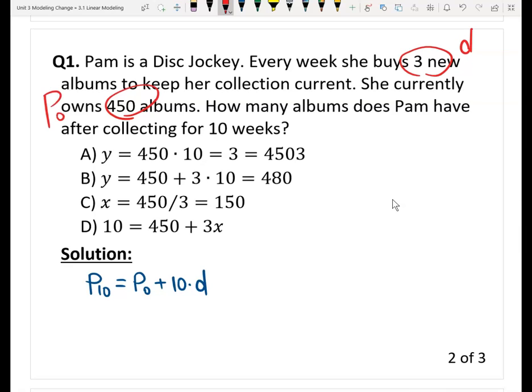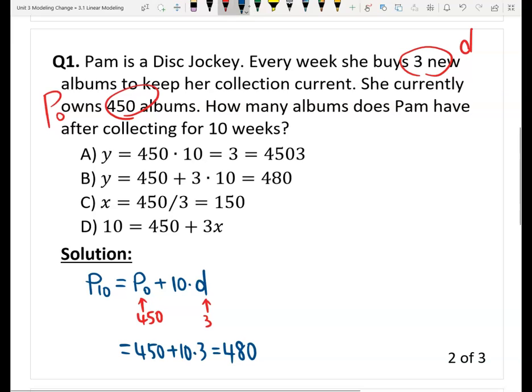Now just plug in. P0 is 450, right? And D is 3. Therefore, we do the calculation. What do we get? We get 450 plus 10 times 3, which is 450 plus 30. Then there's 480. Can you see? 480 should be the answer. Whereas 480 we can see is choice B, right? So B is the answer.